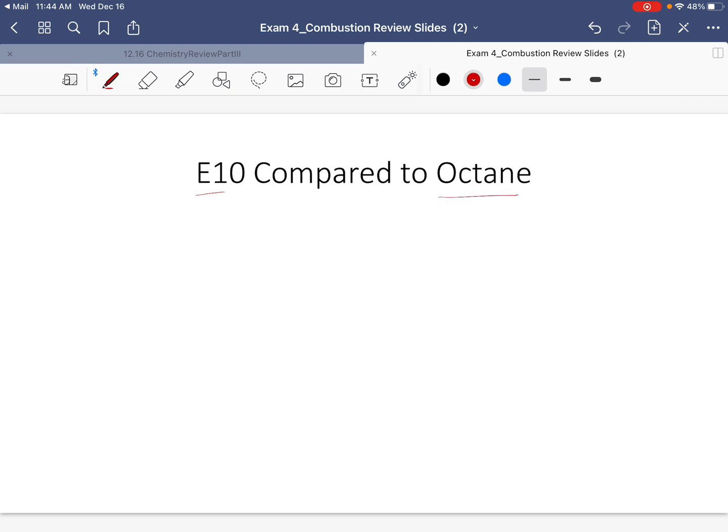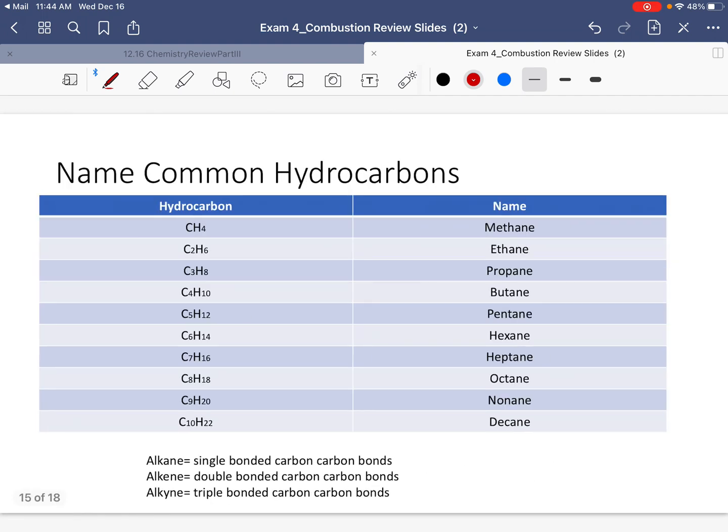E10 compared to octane. So this is ethanol 10 compared to octane. Go back to that video and find the differences of E10 and octane. This, guys, just make sure you remember it. The names, have it handy for the exam. You will have to identify a couple.